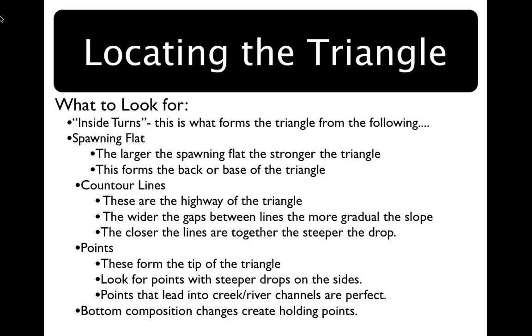And the next thing is points. Right? The outer points of these bays, that's going to form the tip of our triangle. So we're starting to form this triangle. Points with steeper drops on the sides are perfect places. Anytime it's near a creek channel or steep river channel drop, that's going to be a place where those fish can hold, and they can ambush any type of bait fish, whether it's shad, blueback herring, perch, doesn't matter where it's at.